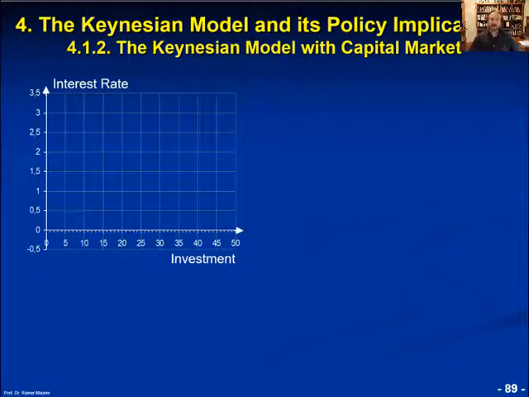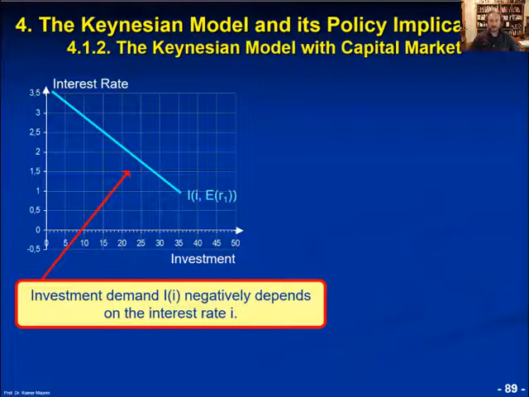In a diagram where we register the interest rate on the y-axis and the investment credit demand on the x-axis, the investment credit demand function then displays a negative slope, like this function here, which means that the investment credit demand depends negatively on the interest rate. We have already discussed this for the neoclassical model.